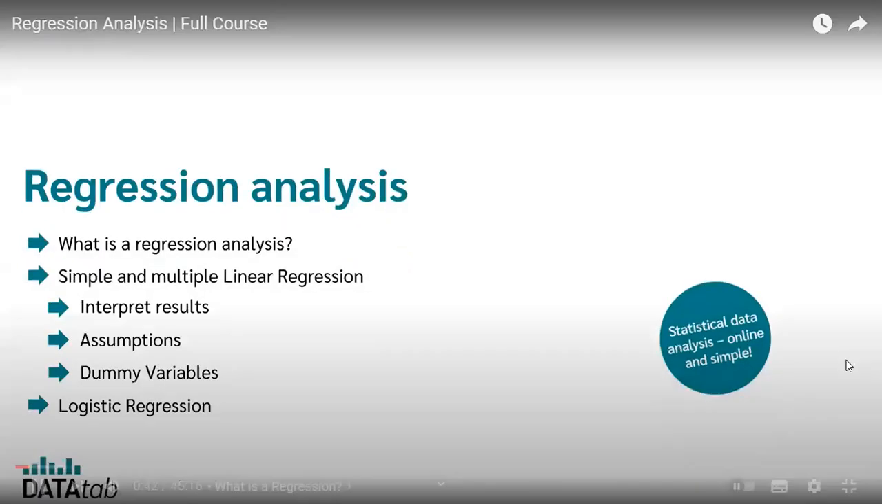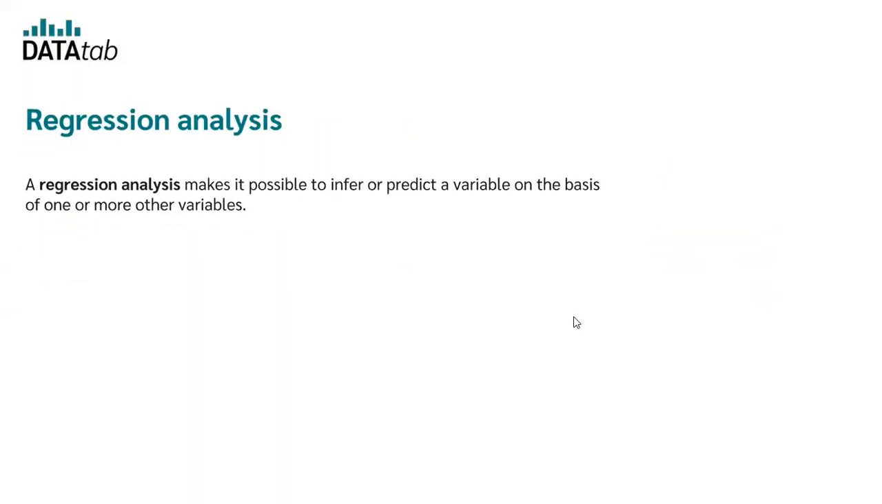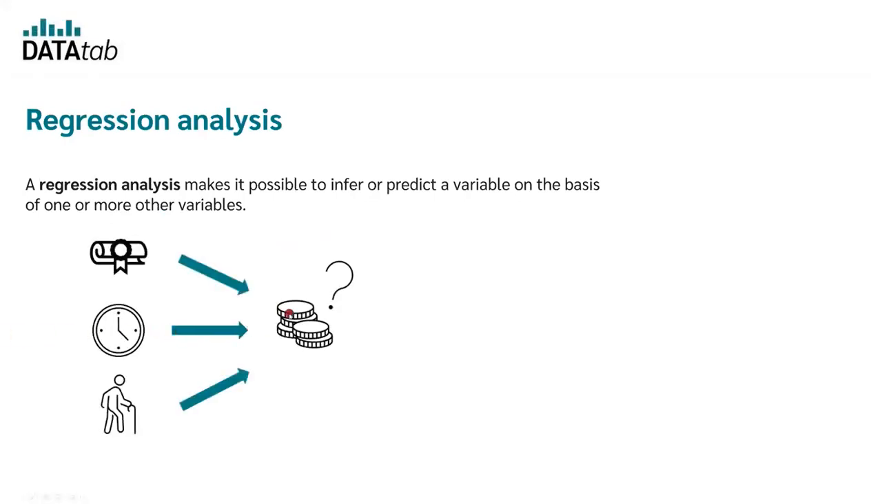Let's get started. A regression analysis allows you to infer or predict a variable based on one or more other variables. Let's say you want to find out what influences the salary of people. For example, you could take the highest level of education, the weekly working hours, and the age of people. Now you can investigate whether these three variables have an influence on the salary. If you can do so, you can predict a person's salary by taking the highest educational level, the weekly working hours, and a person's age.